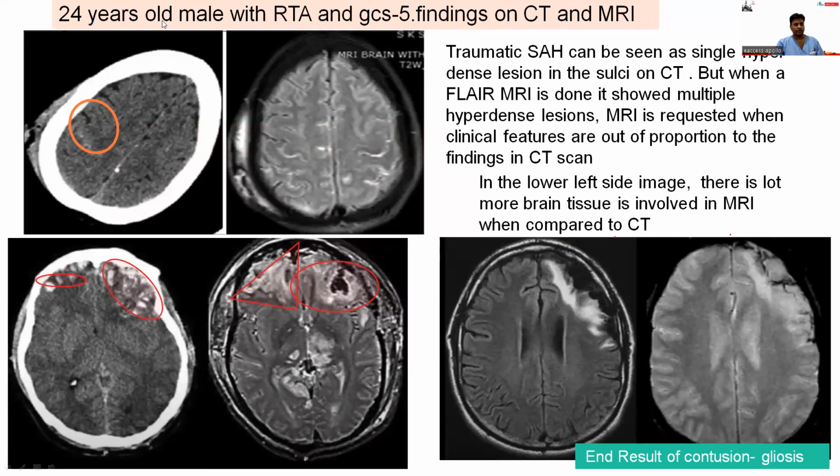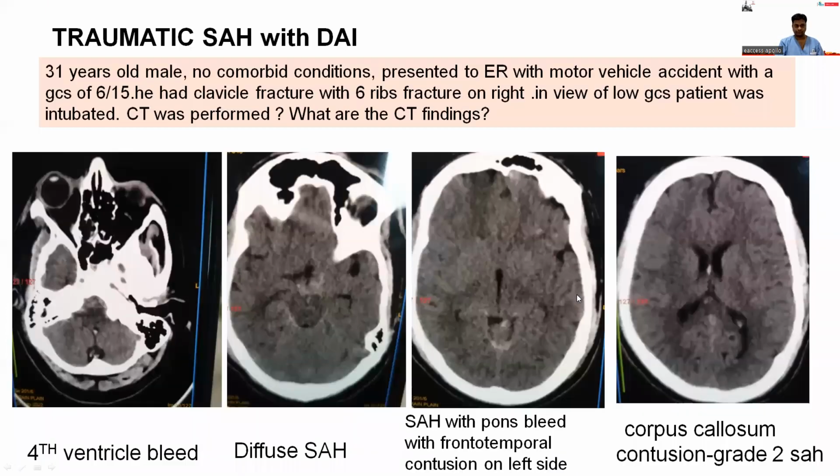Now this is a case of a 25-year-old male with an RTA and GCS of 5. He had a CT scan which shows a hyperdense area in one of the sulci, but the GCS of 5 was not correlating with this CT scan. So when MRI was done, it showed extensive contusions, and this explained the situation. After a few months, this results in gliosis, that is dead tissue, because of this extensive damage, and this dead tissue is non-functional brain tissue.